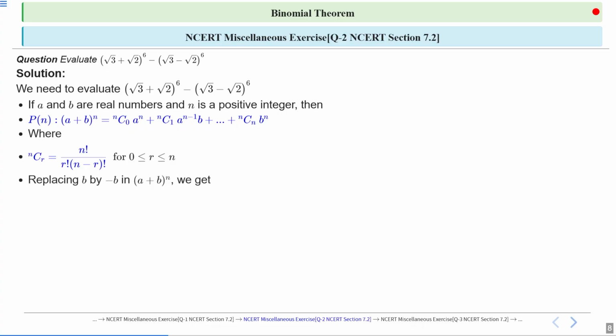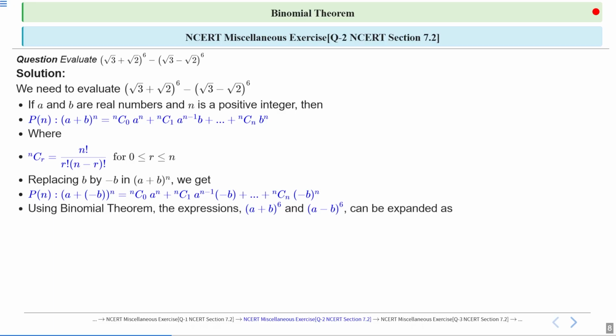Now replacing b by minus b in (a plus b) to the power n, we get (a plus (minus b)) to the power n, which is equal to n choose 0 a to the power n, plus n choose 1 a to the power n minus 1 times (minus b), plus dot dot dot, plus n choose n (minus b) to the power n.